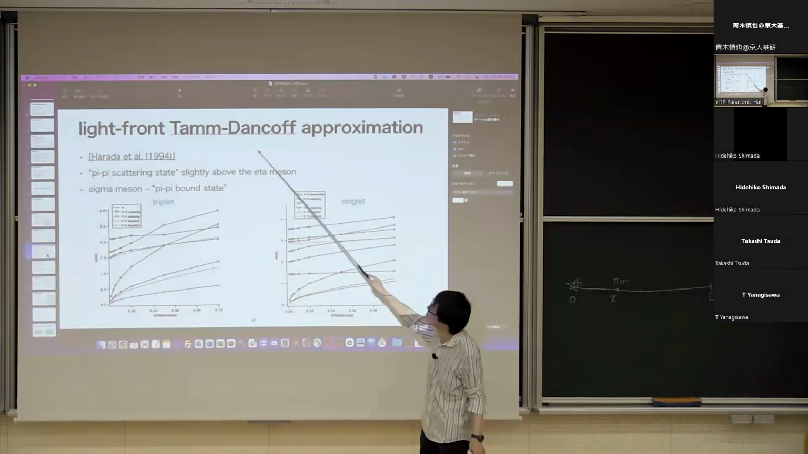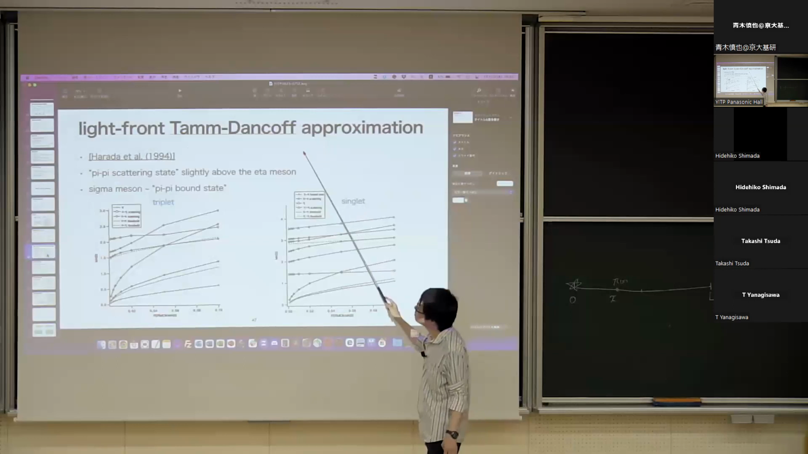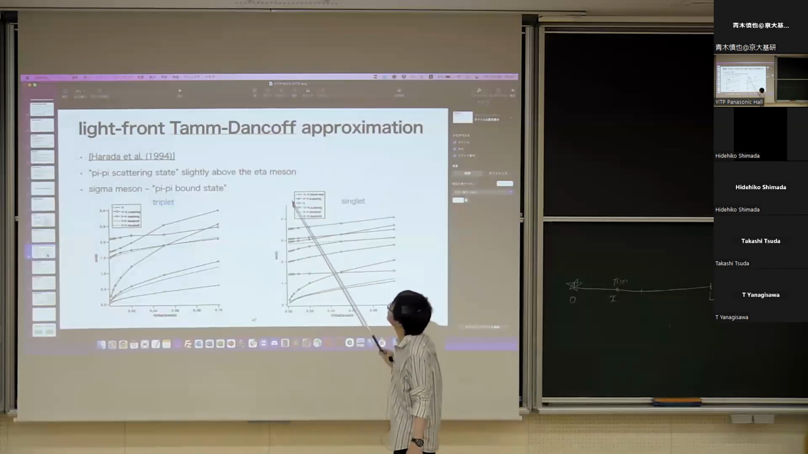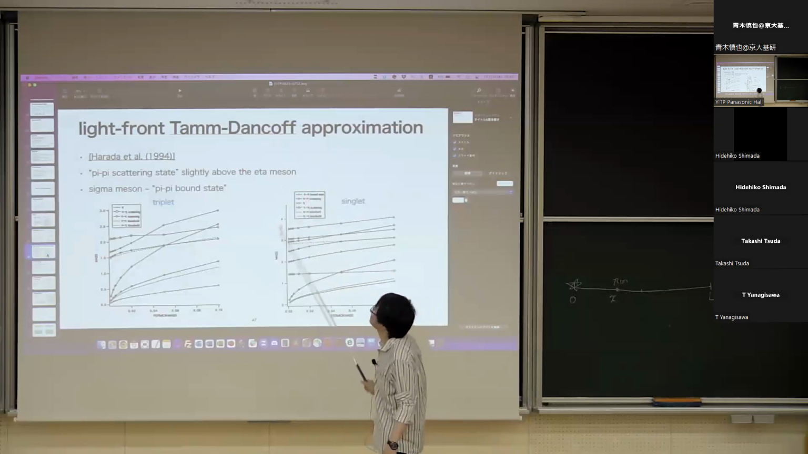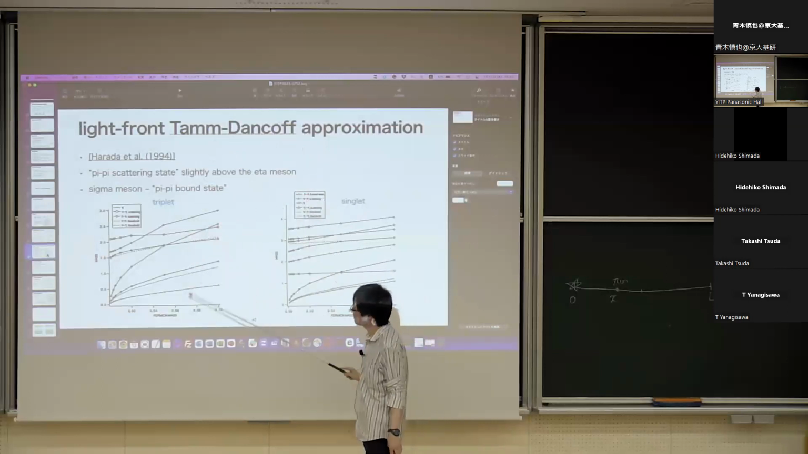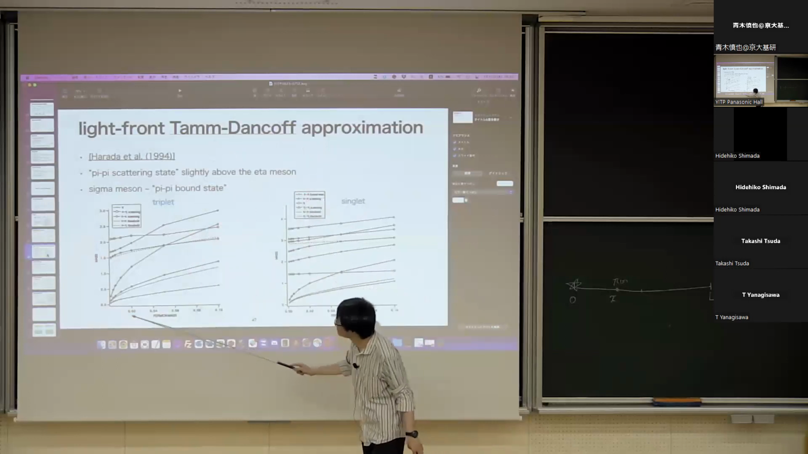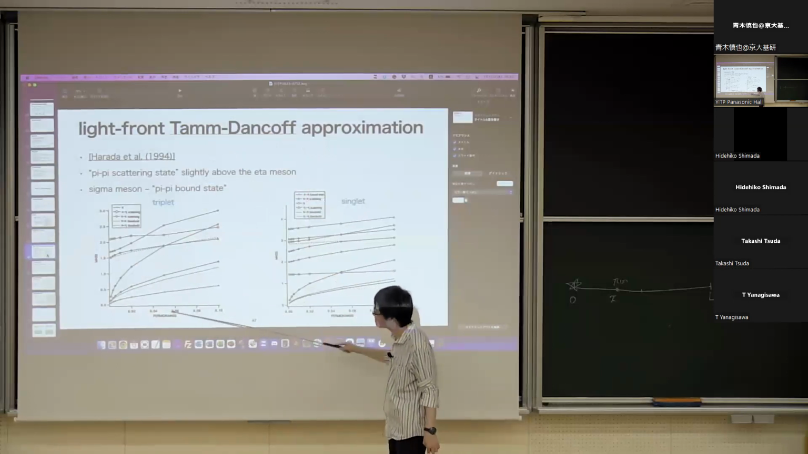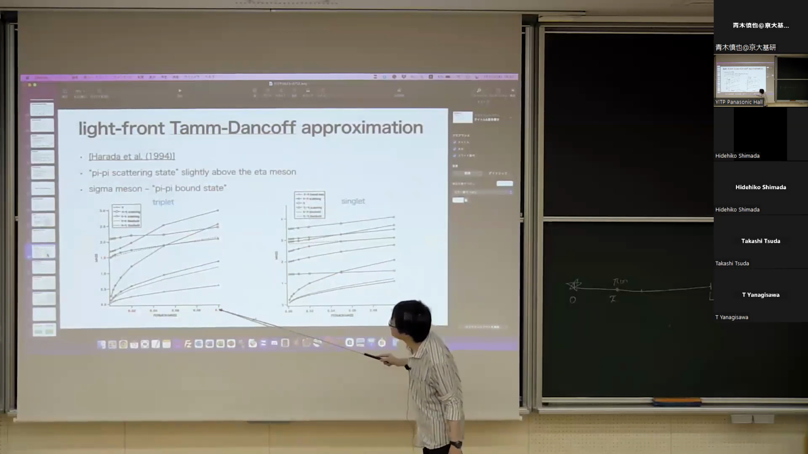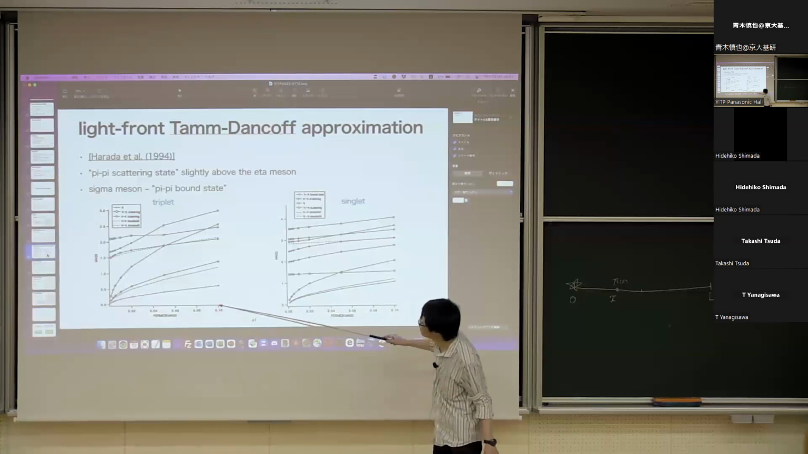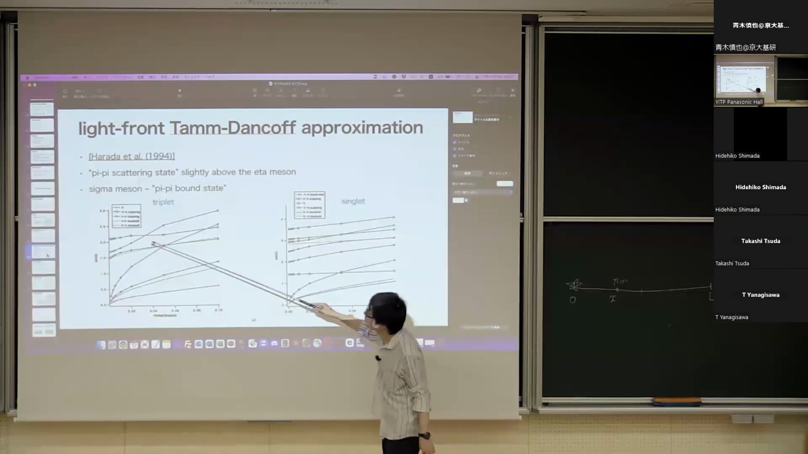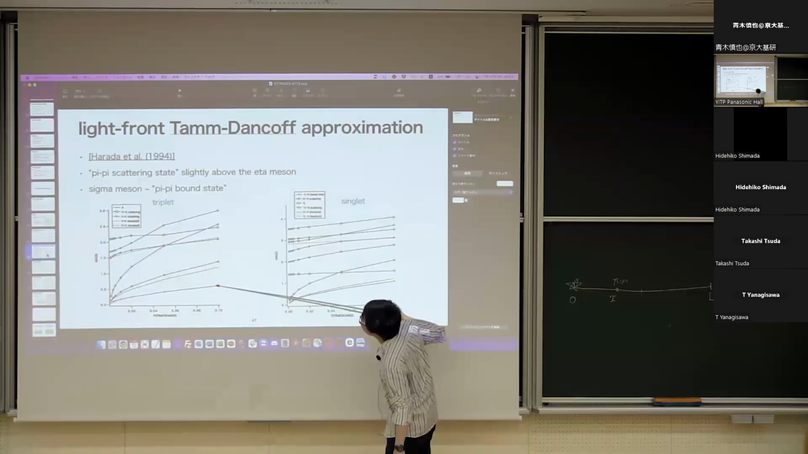I'm not familiar with this method, but it comes from some knowledge in nuclear physics or something. In this method, actually, it's a Hamiltonian formalism. They calculate the mass spectrum depending on the fermion mass. So the horizontal axis is the fermion mass. Maybe some normalization can be slightly different, but basically I think it's similar. Here 0.1 corresponds to our point, and this curve corresponds to the pion.